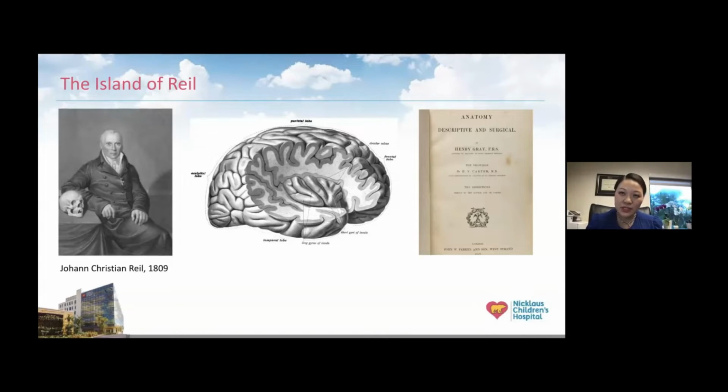When the first edition of Gray's Anatomy was published in 1858, Henry Gray named this region the Island of Reil to recognize Johann Christian Reil's recognition of this area of the brain. Over the years, the insula has been given many different names since Reil first described it. It was previously called the central lobe, fifth lobe of the brain, intersylvian convolutions, and intralobular gyri.